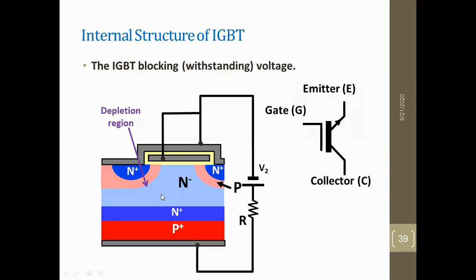Therefore, a complete turn off condition occurs on the gate side. Here we show the gate side. That is the IGBT which blocks the voltage. Whatever voltage is applied here becomes blocked. That is what is called withstanding voltage.